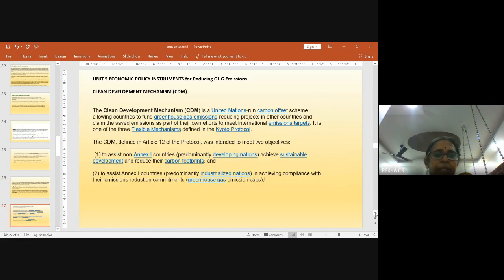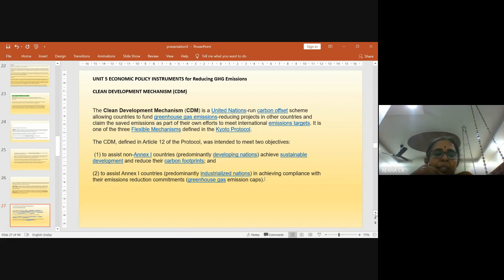So Unit 5, that is economic policy instruments for reducing greenhouse gas emissions. This unit mainly focuses on CDM, that is Clean Development Mechanism. So what is this CDM? The CDM is asked several times in the previous year question papers.